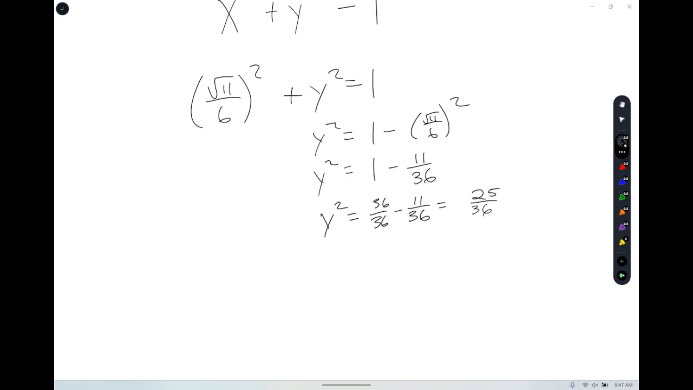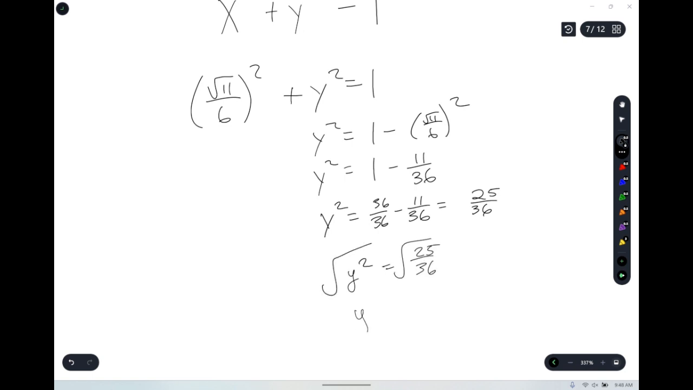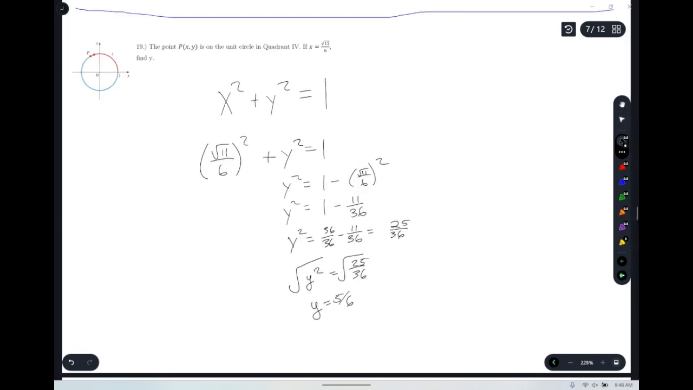Oh, look at that. By golly. You see it? Anybody see it yet? You see what's happening here? Y squared equals 25 over 36. Square both sides. Y equals. But wait. There is more. So what's our point? 6 comma 5 over 6.